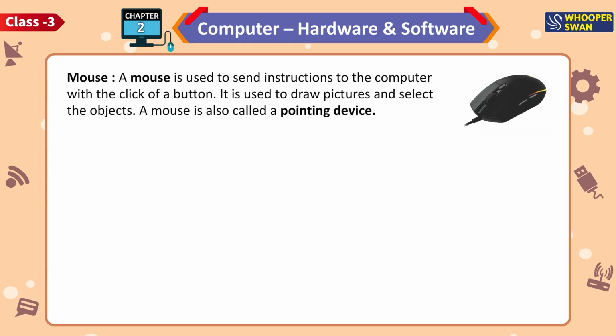Mouse. A mouse is used to send instructions to the computer with the click of a button. It is used to draw pictures and select the objects. A mouse is also called a pointing device.